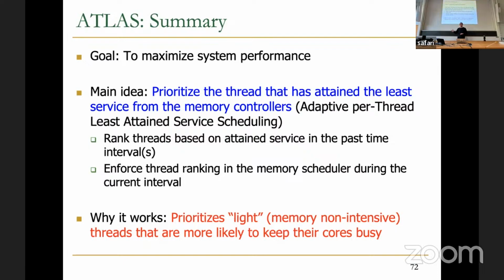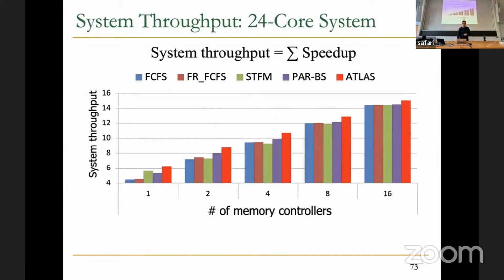Whereas if a thread is not very intensive, it's going to be serviced, and its ranking is never going to reduce because it's not going to send a lot of requests. It's not going to get a lot of service from the memory controller. Does that make sense? Its requests are not going to be scheduled. So in a sense, it has this nice balance. But this attained service by itself doesn't take into account fairness. It's really for improving memory system performance.